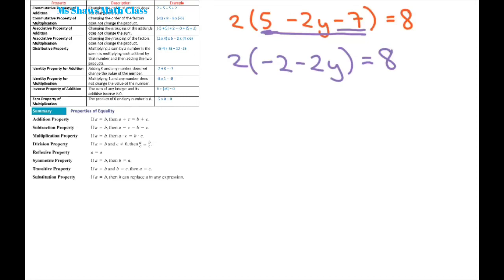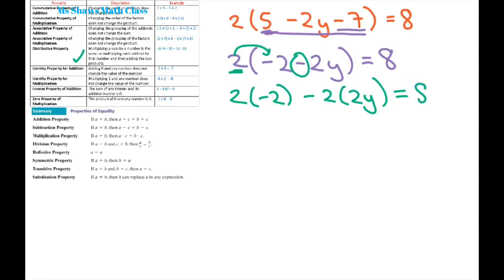Now, using the distributive property, we're going to distribute. So our distributive property is here. You have 2 times negative 2. Now copy that operator down. You write minus, and then we're going to copy that 2. 2 times 2y equals 8.